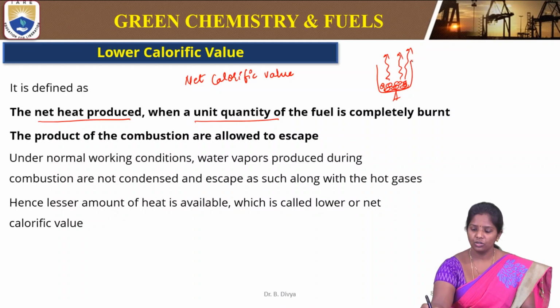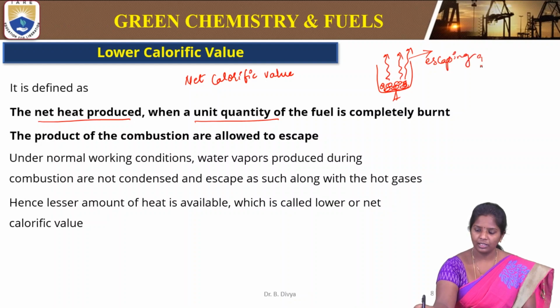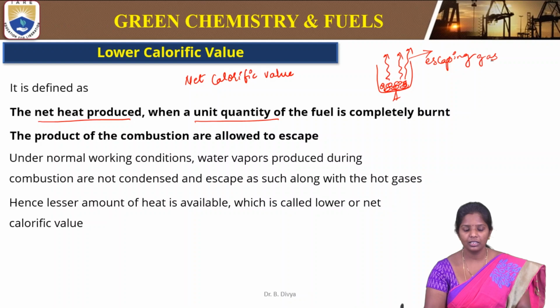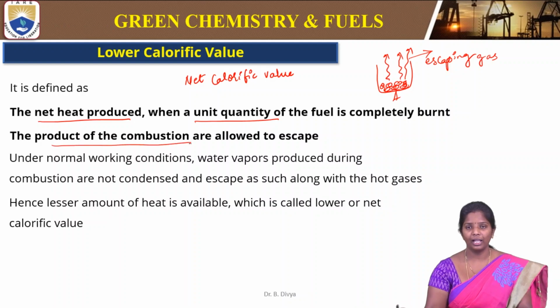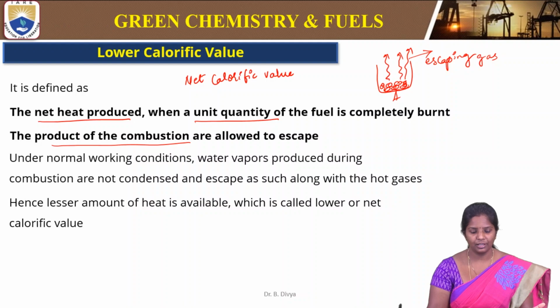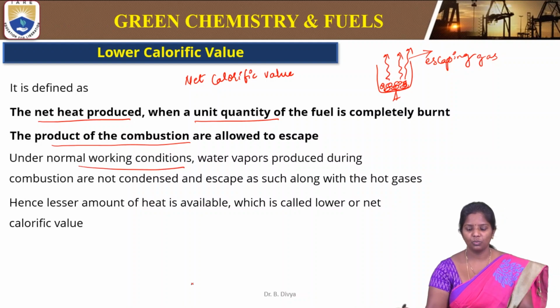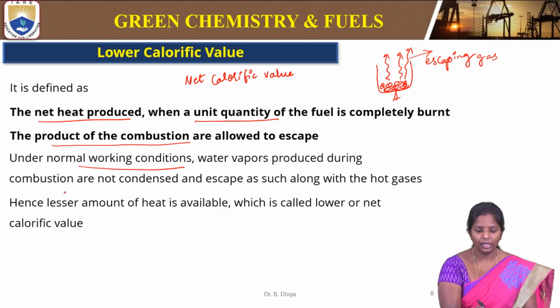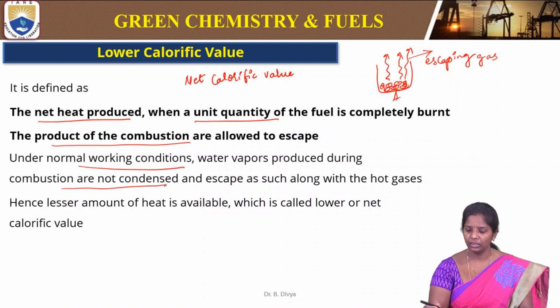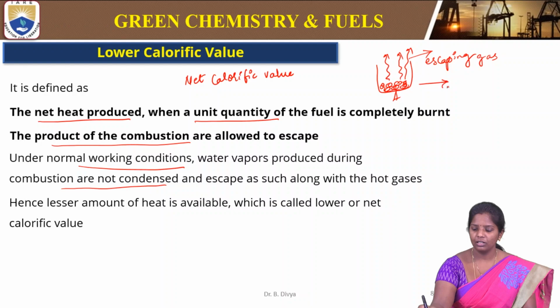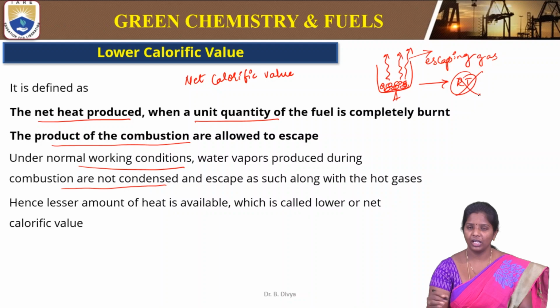So there is also heat that is escaping along with gases. The products of combustion are allowed to escape. So under normal conditions, what happens? Water vapors produced during combustion are not condensed. We are not condensing to room temperature. We are allowing that gas or the excess of heat to escape, along with hot gases.